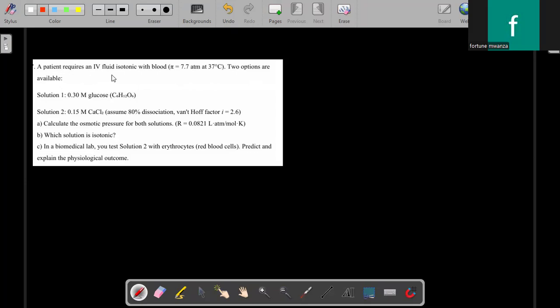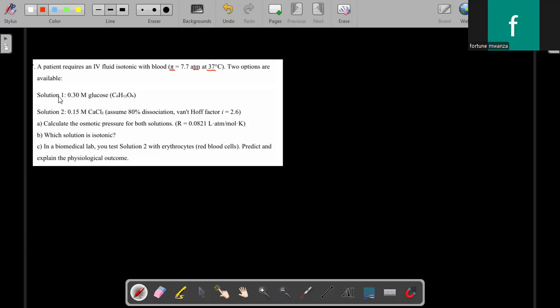So we are on the equation on intermolecular forces, which is saying a patient requires an IV fluid isotonic with blood. We've been given the osmotic pressure of blood, which is 7.7 atmosphere at a temperature of 37 degrees Celsius. Then they are saying two options are available.